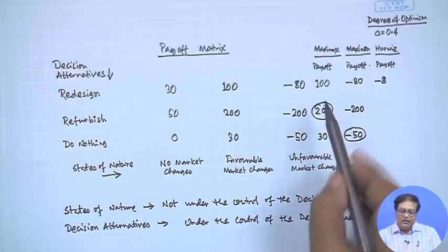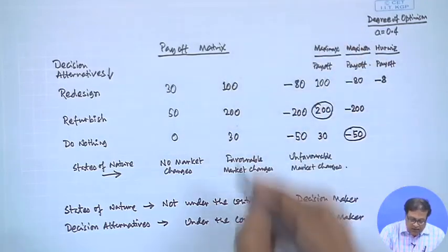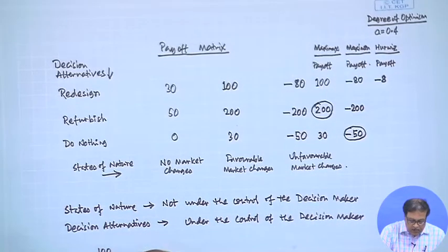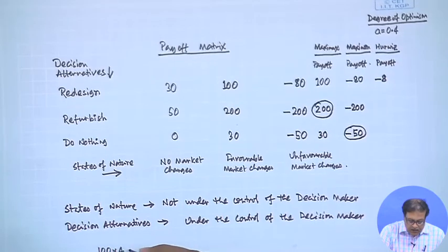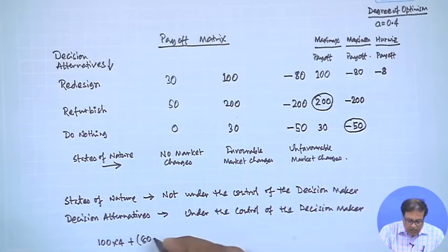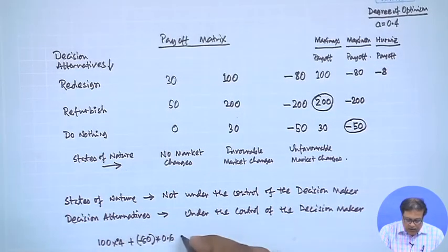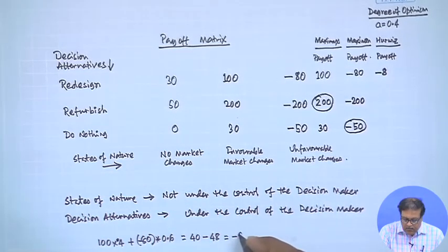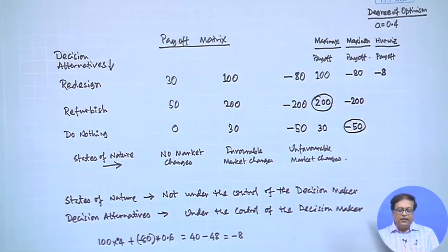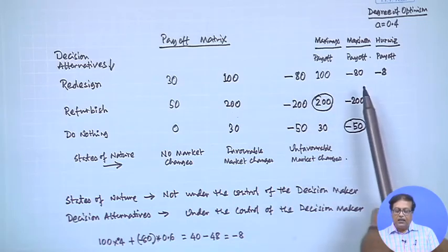How do we get minus 8? 100 into 0.4, that is 40. We can write it here: 100 into 0.4 plus minus 80 into 0.6. So that is 40 minus 48 equal to minus 8. So this is how we get the Hurwicz payoff. It is a combination of the Maximax and Maximin.